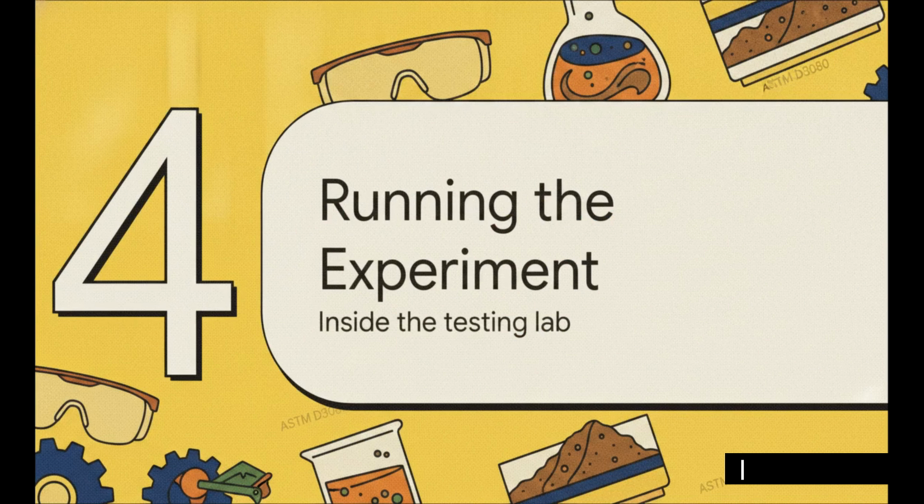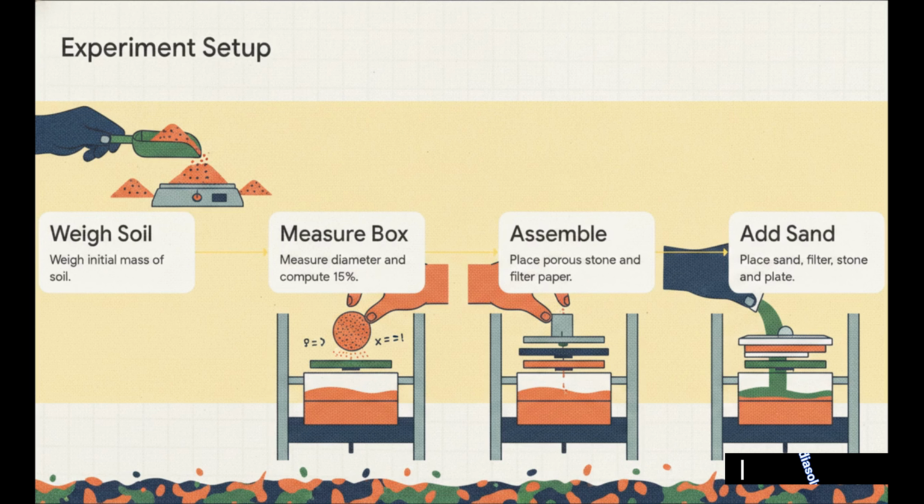All right, part 4, running the experiment inside the lab with ASTM D3080. So, setting up the shear box apparatus is a very tactile, very precise process.